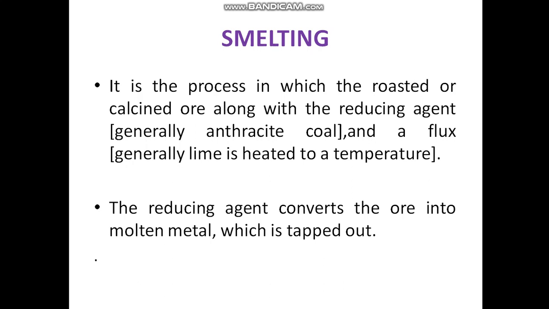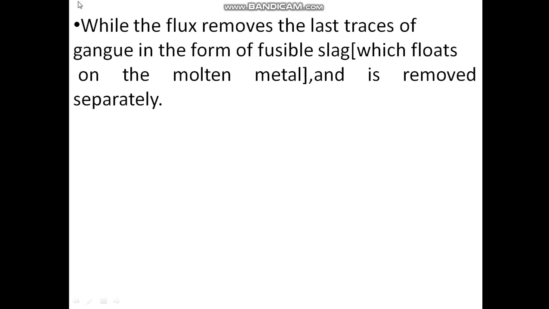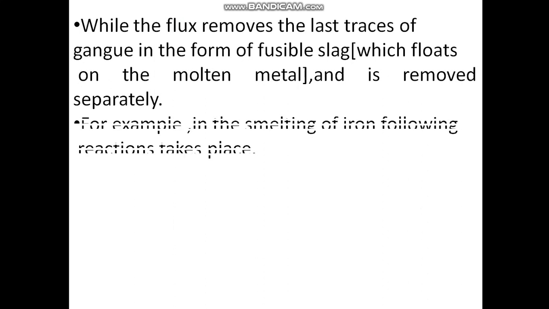Now the reducing agent converts the ore into the molten metal. So when it is heated, from whatever ore is present, we get the metal. Now let's look at how we get it. After that, the flux, like the lime which we are using, removes the gangue, meaning the impurity present in the ore. Now we take an example of iron ore by which we can make it clear.